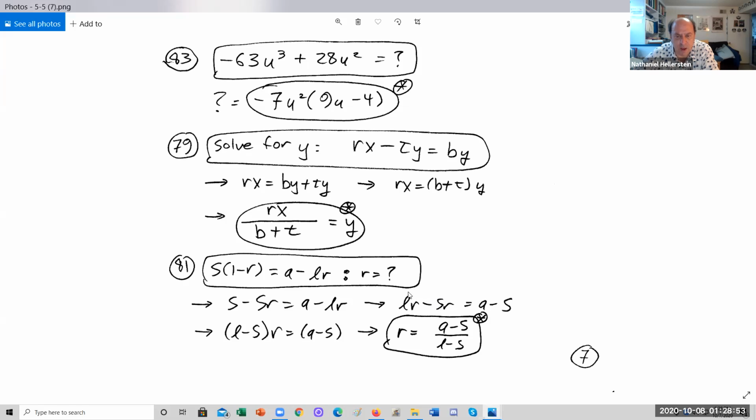Now, we have r on one side, but in two places, but that can be remedied by removing it as a common factor. So r comes out times l minus s. L minus s times r equals a minus s. To solve for r, we divide both sides by l minus s. We get r equals a minus s over l minus s.